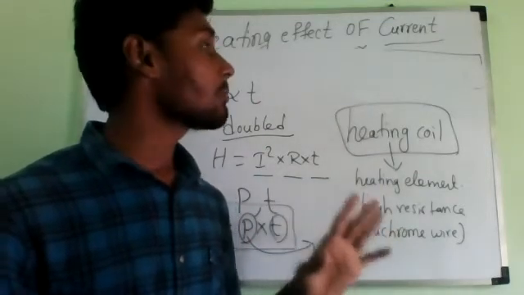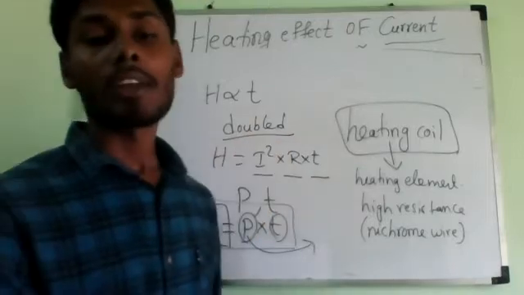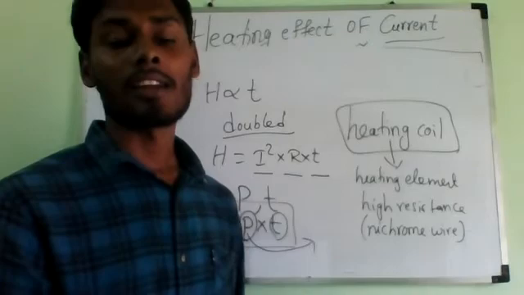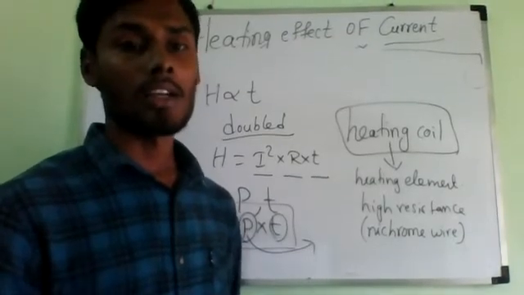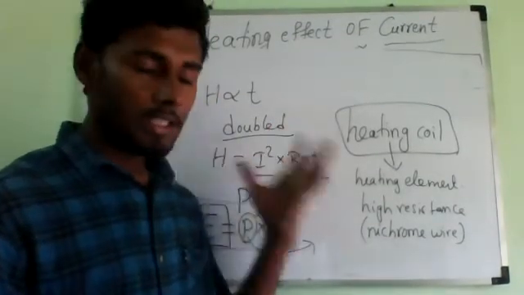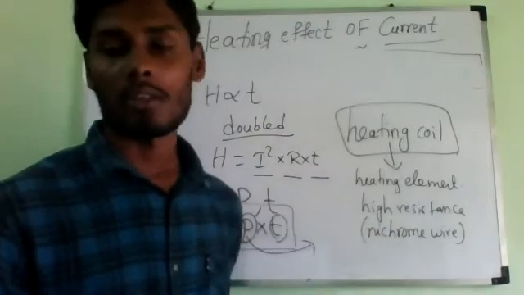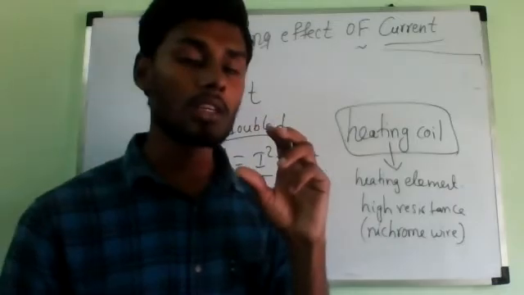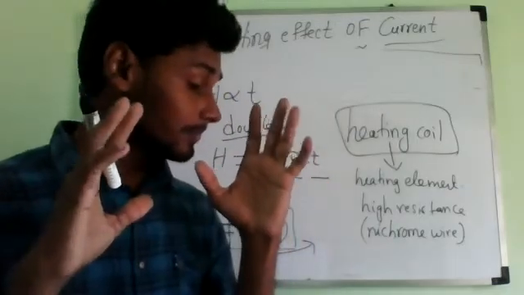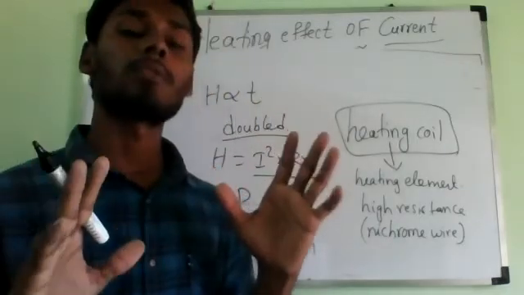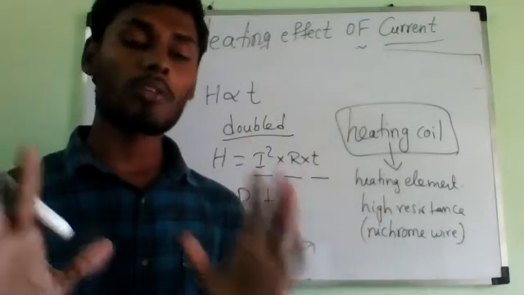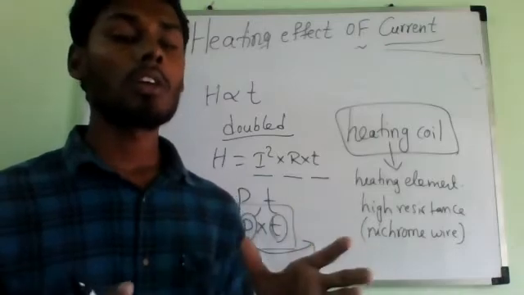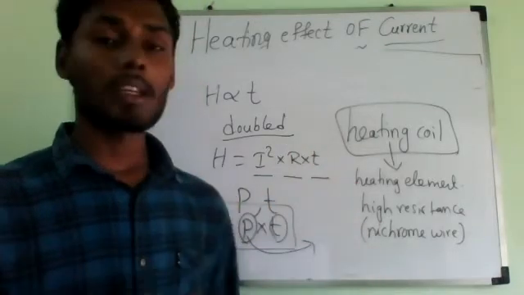Understand? So this is about the heating effect of electric current and what are the formulas for calculating the heat energy produced. Heating appliances or normal appliances also, but normal electrical appliances will produce only a small amount of heat energy, but heating appliances will be converting the maximum amount of electrical energy into heat energy. Okay, so this is all about the heating effect of electric current.